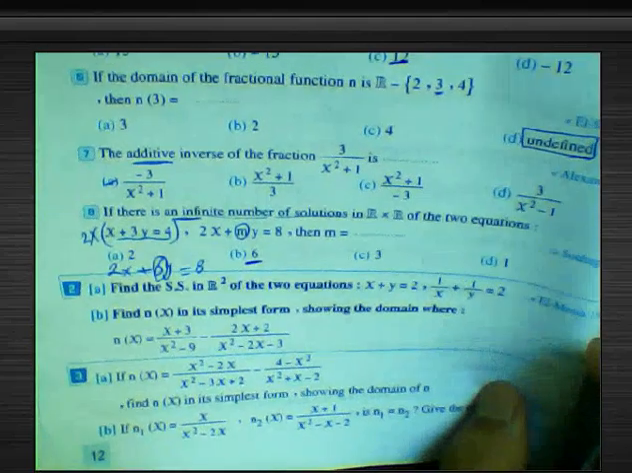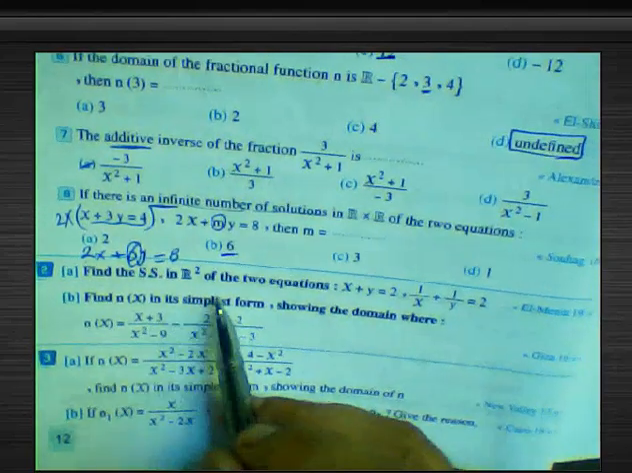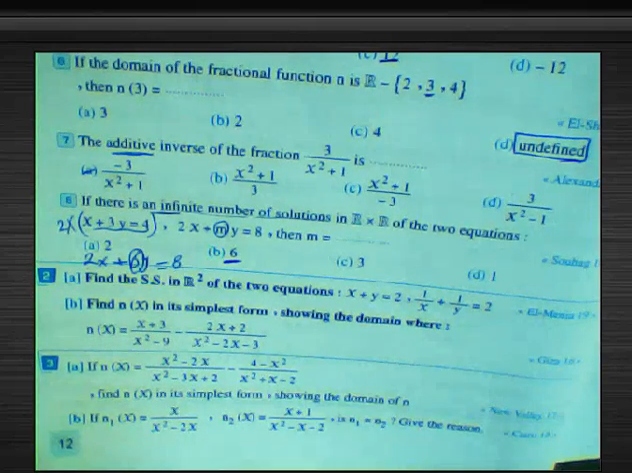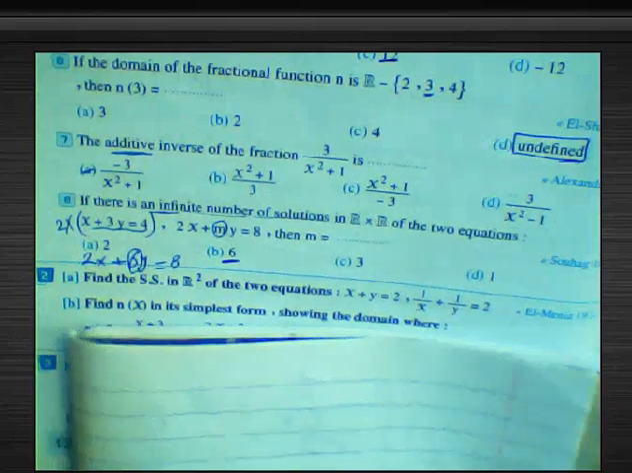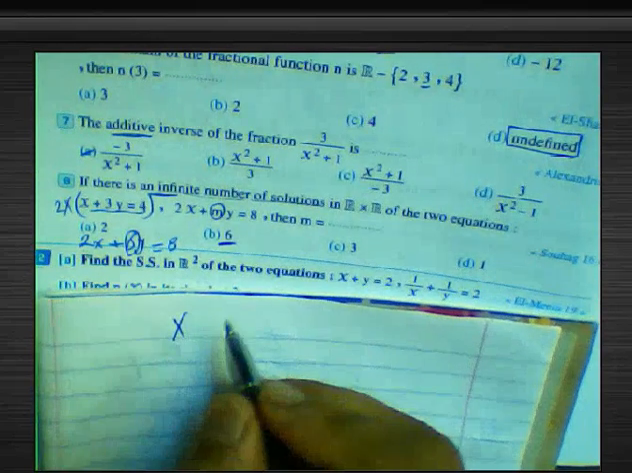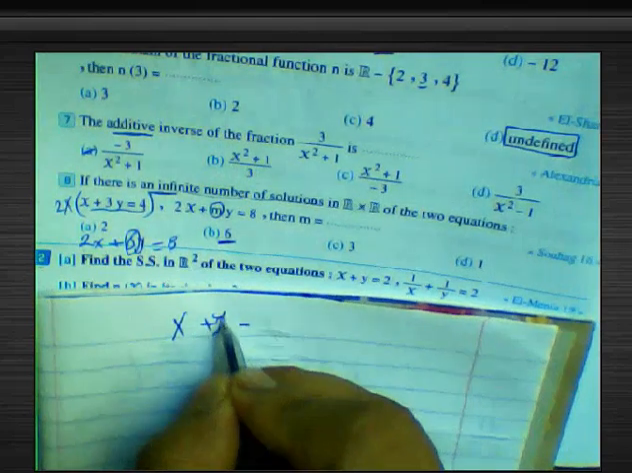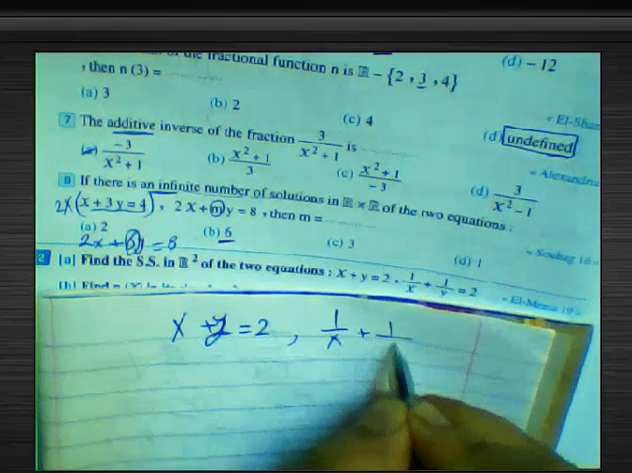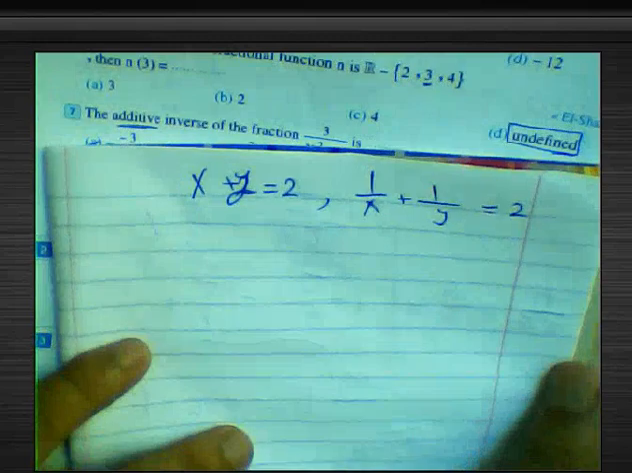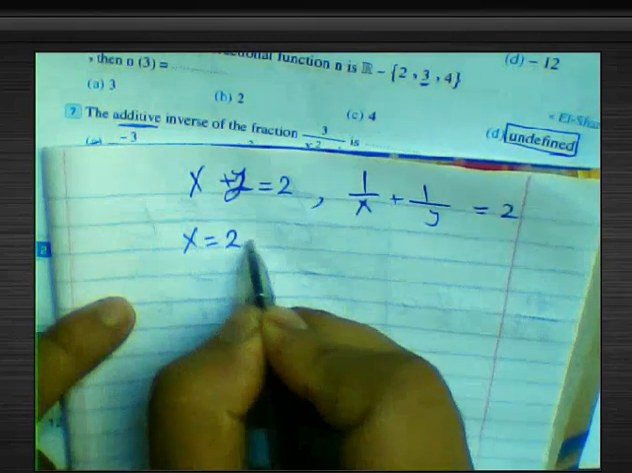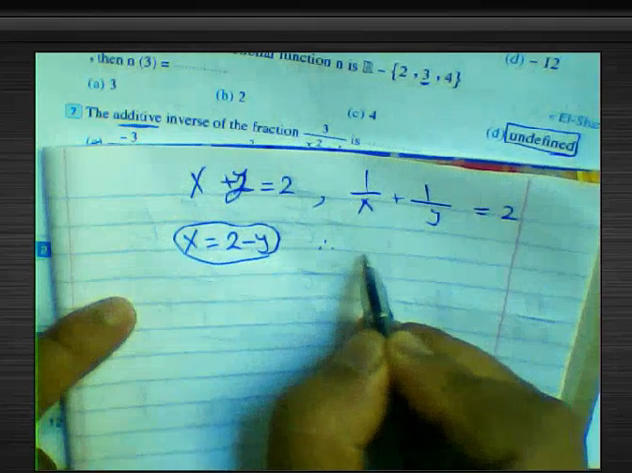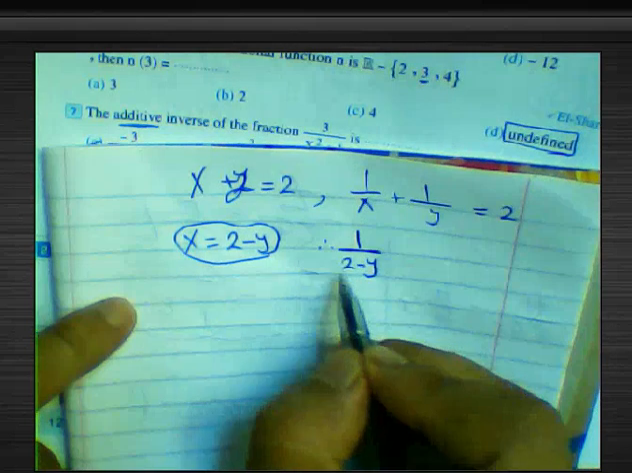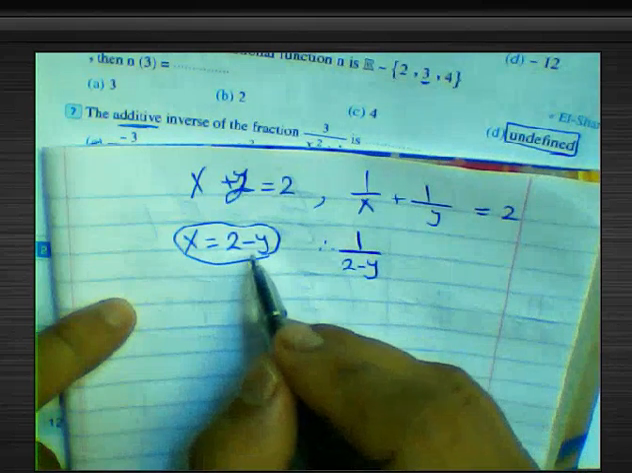Question number 2. Find the solution set in R times R of the two equations x plus y equals 2 and 1 over x plus 1 over y equals 2. We can solve these equations. x plus y equals 2 and 1 over x plus 1 over y equals 2. We can write here x equals 2 subtract y. Then 1 over 2 subtract y. We can cancel x here and write in the denominator 2 subtract y, because x equals 2 subtract y.